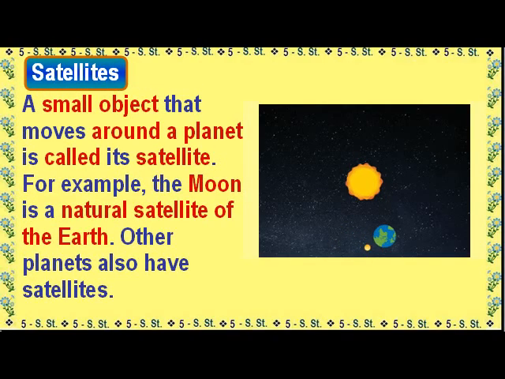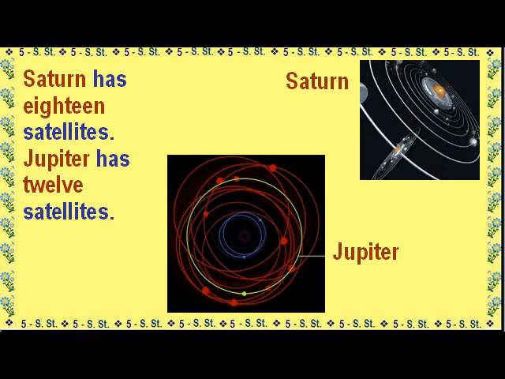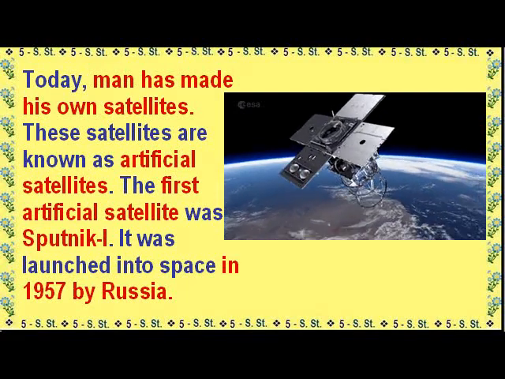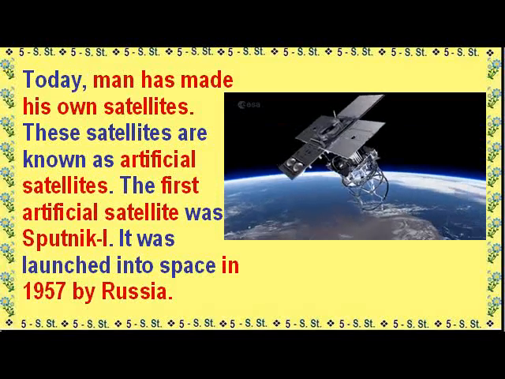Satellites. A small object that moves around a planet is called a satellite. For example, the Moon is a natural satellite of the Earth. Other planets also have satellites. Saturn has 18 satellites. Jupiter has 12 satellites. Today, man has made his own satellites. These satellites are known as artificial satellites.